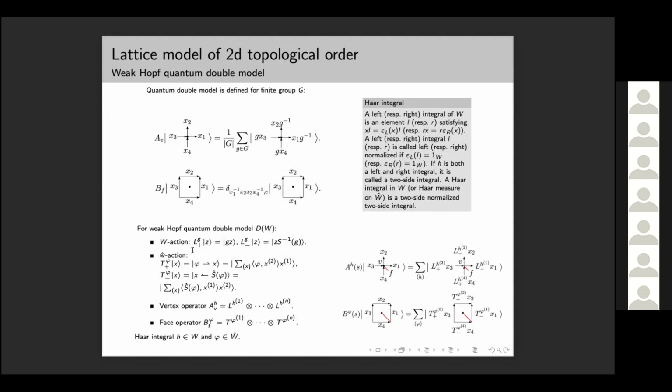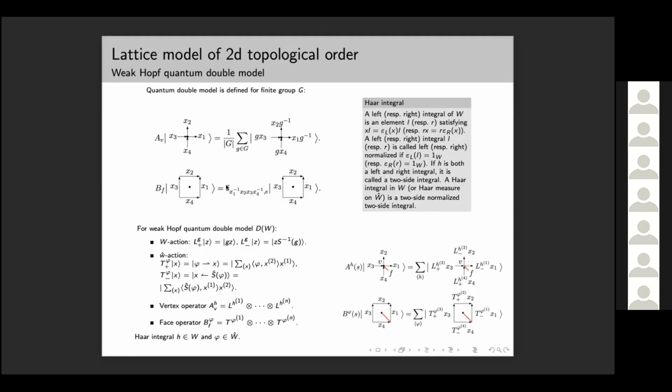I will just explain how to construct the Hopf quantum double model. We know that for the finite group, the local operator is constructed in the following way. This A_V is the vertex operator. We act on this G according to the direction of each edge H.